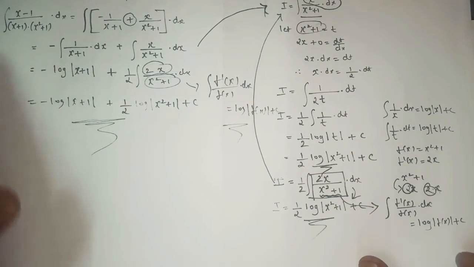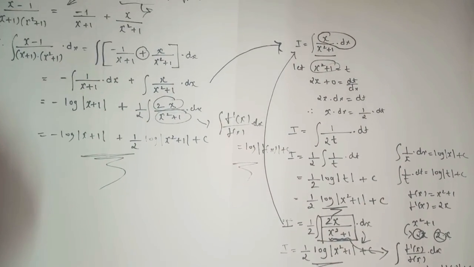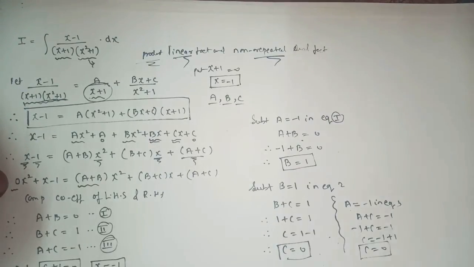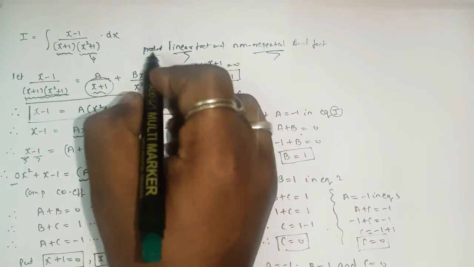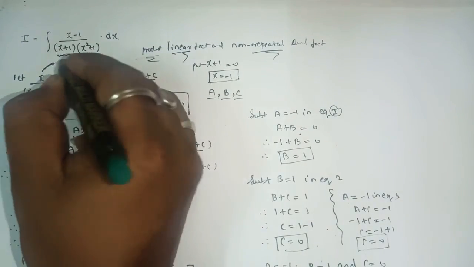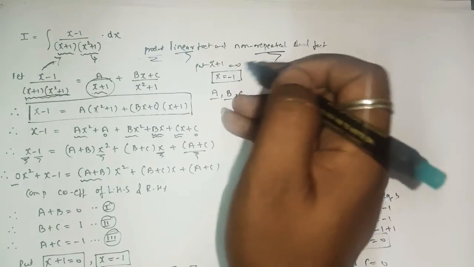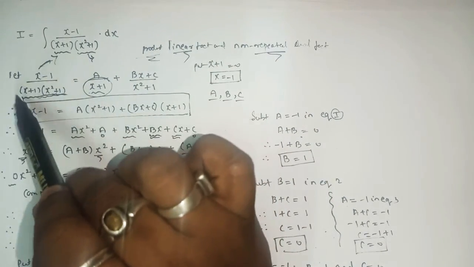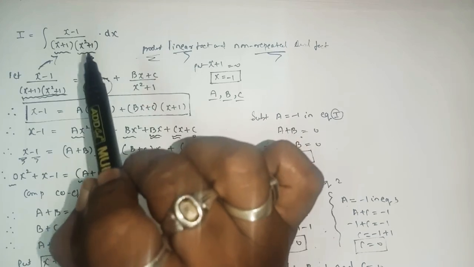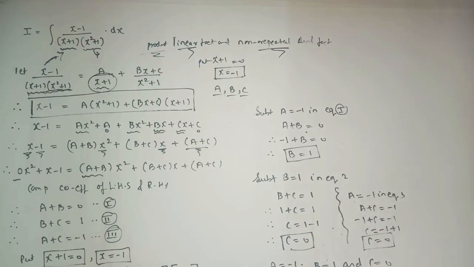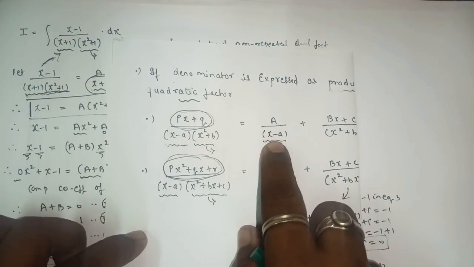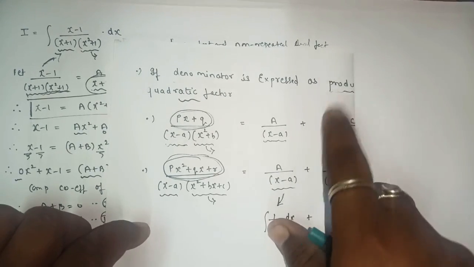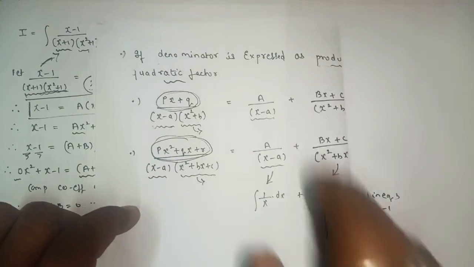I hope you all understood type number 3 also, how to express the function when the denominator contains the product of a linear factor and a non-repeated quadratic factor. So you have to express this function as A upon x minus a, and the quadratic section as Bx plus C. Remember Bx plus C. Don't write only B or C.